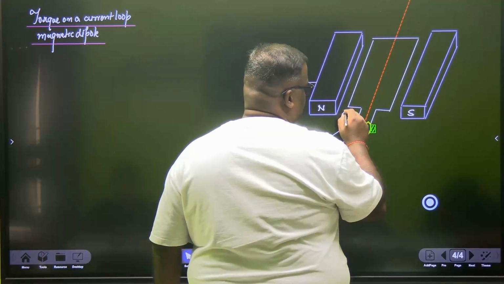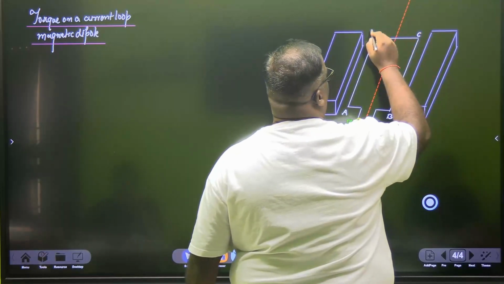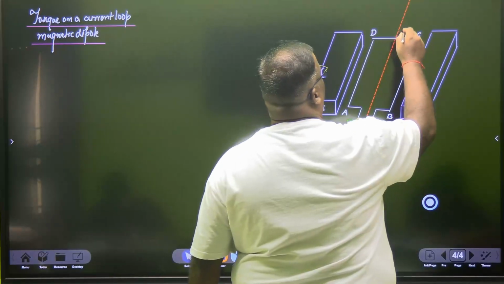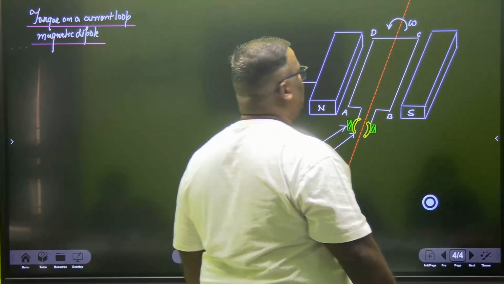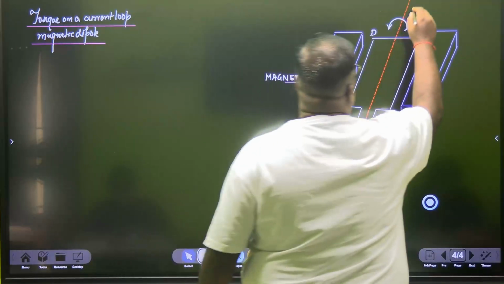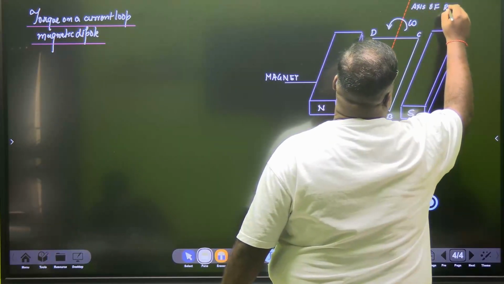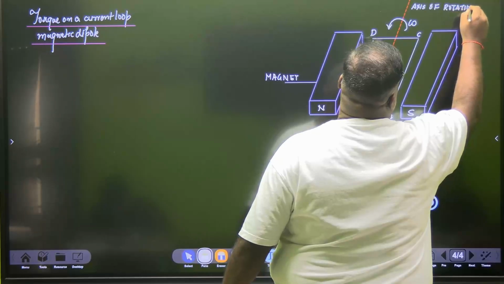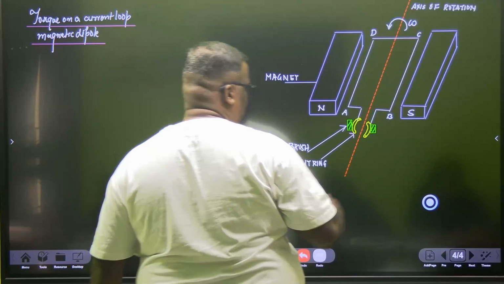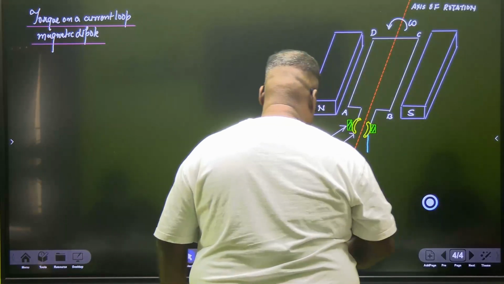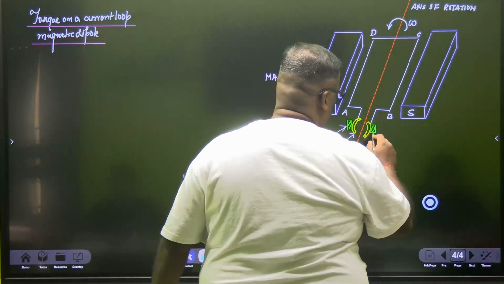And let's say this is our loop ABCD. And this is my rotation, and it is rotating with an angular velocity, say omega. This is my axis of rotation. This is a motor, so I need to give an external feed to it. So the feed is like this.